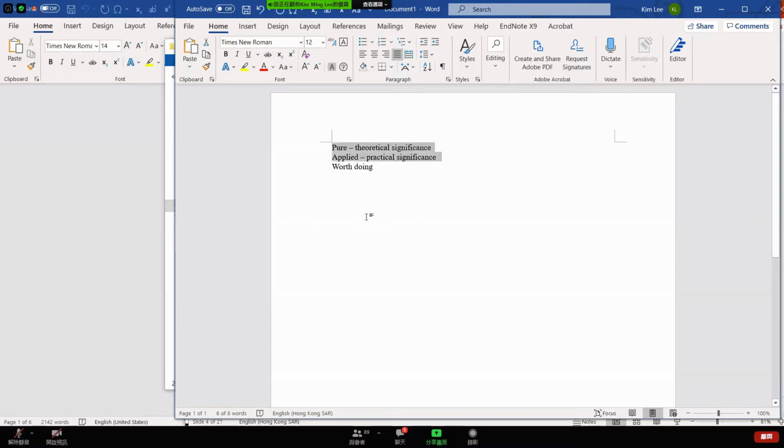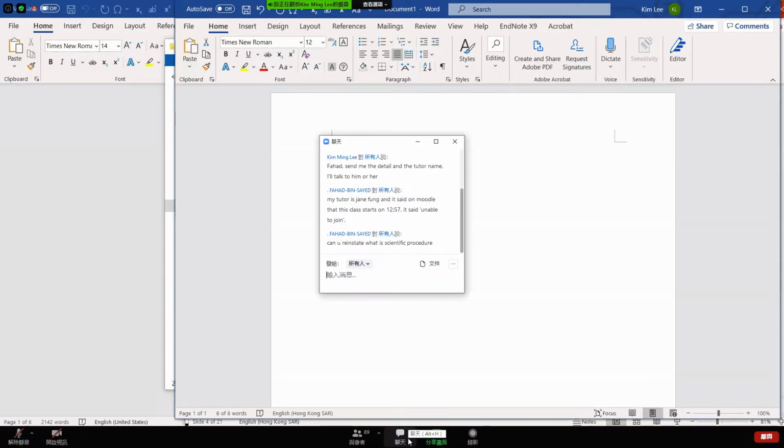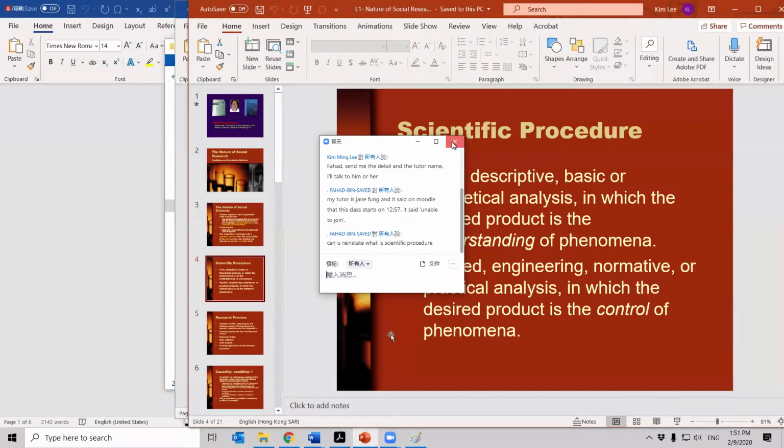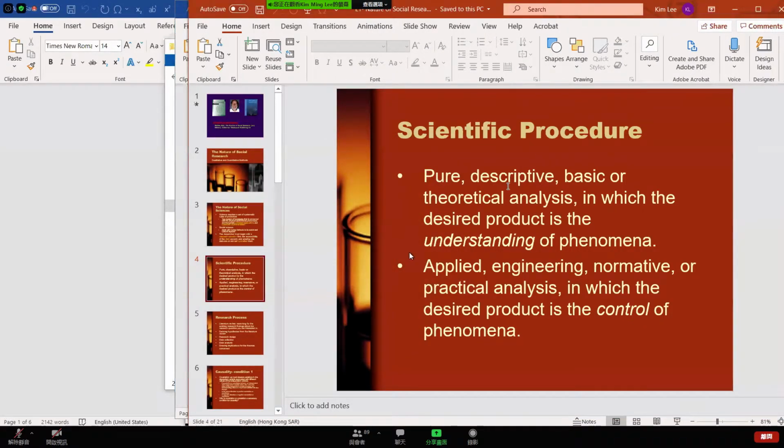Sir, I have a question. If pure research is about theoretical significance and applied is about practical, isn't theoretical significance based on practical? No, of course not. You can understand how the galaxy works, but it won't give you any practical significance. You want to understand, you know, the Big Bang theory, right? How our universe appeared. Is there any practical significance for you in your everyday life? Of course not. So that is pure. You get what I mean? Yes, sir. Okay, so that is the scientific procedures.